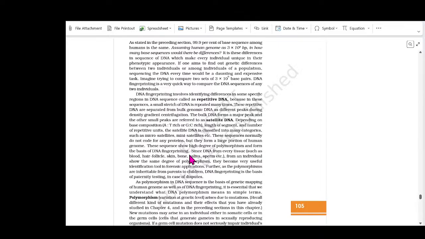Since DNA from every tissue such as blood, hair follicles, skin, bone, saliva, sperm from an individual show the same degree of polymorphism, they become very useful identification tool in forensic applications. Further, as the polymorphisms are inheritable from parents to children, DNA fingerprinting is the basis of paternity testing in case of disputes.